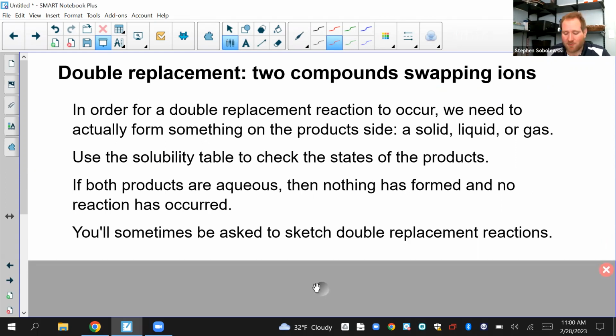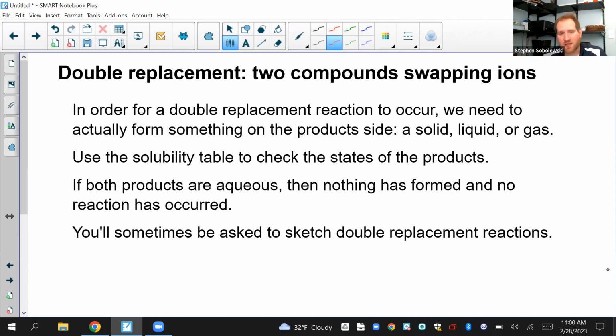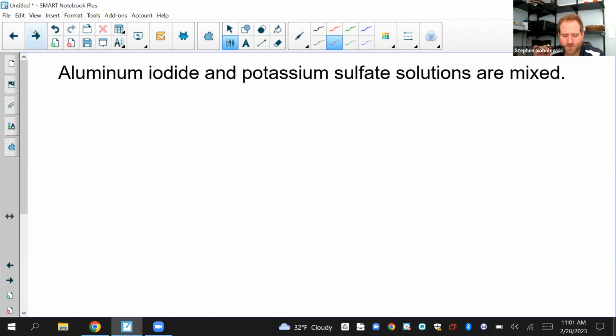You'll sometimes be asked to sketch double replacement reactions, so you should know how to do that. Your teacher might sketch them slightly differently than I do, so you can go by what your teacher uses, but we all want to show what these look like using pictures when you're asked. You don't always need to do this, only when you're asked. All right, so let's write this out, and we'll include a sketch for this one.